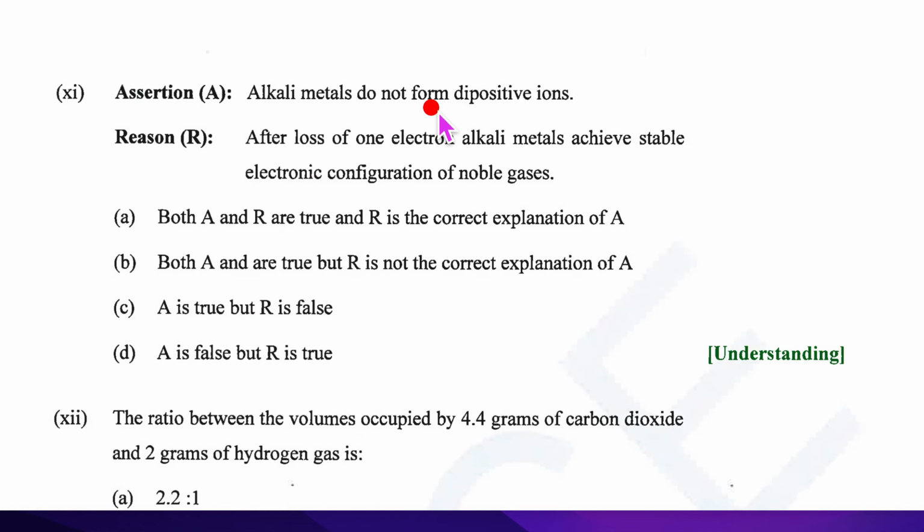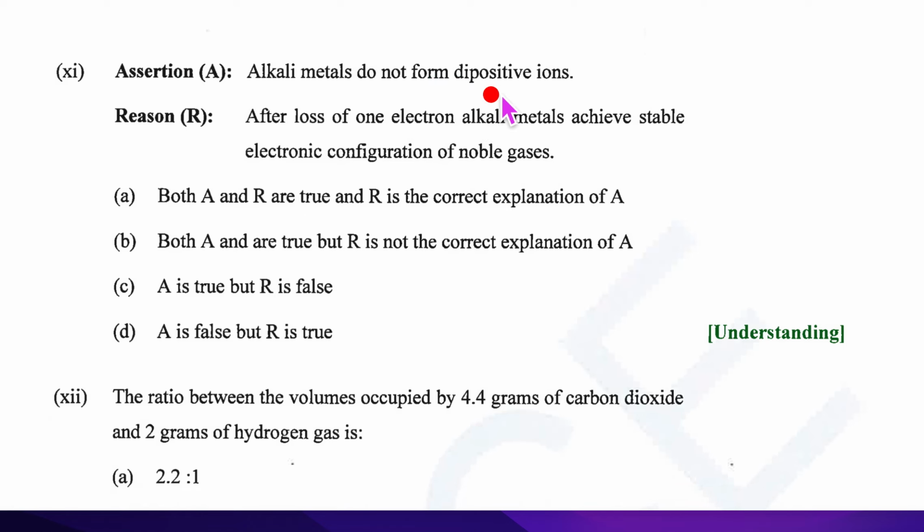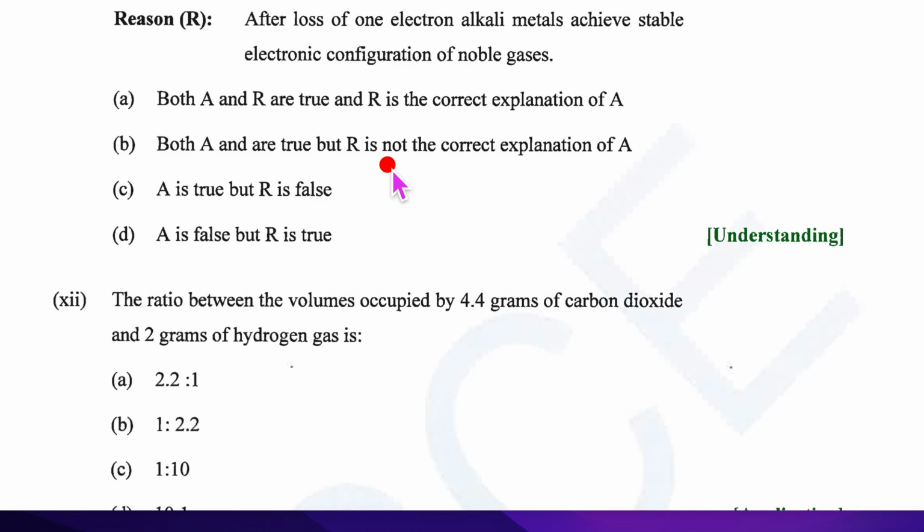Assertion: alkali metals do not form di-positive ions. Alkali metals are in group 1A, so they'll have one electron in the outermost shell, which will be lost, making it monopositive ions. So after the loss of one electron, alkali metals will achieve stable electronic configuration of noble gases, which is correct. So one electron is given out, so how can it be di-positive? So assertion is false and this one is true.